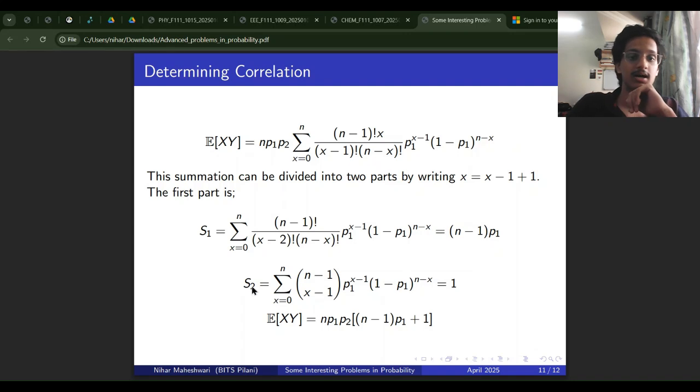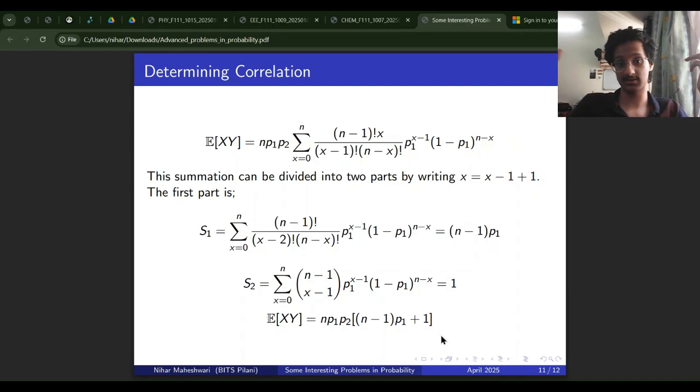Cool. And then S2 over here will be the plus 1 divided by (x minus 1) factorial. That's just equal to 1. You don't have to do any kind of modification. You can clearly see this is equal to 1. All right. So that's why, therefore, I get expected value of xy is equal to n p1 p2 times (S1 plus S2). And that's exactly what I've written here.